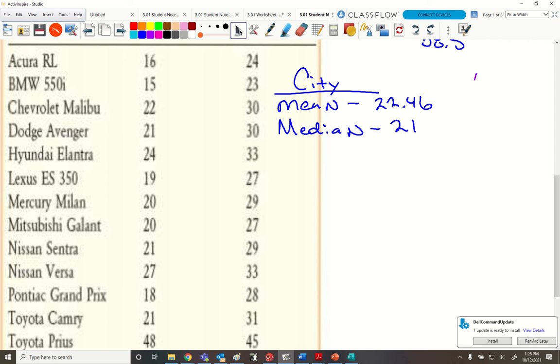So make sure you go to new document. You make a list and spreadsheet. And then from your list and spreadsheet, label your column highway and enter those numbers for highway in. That's these ones right here.